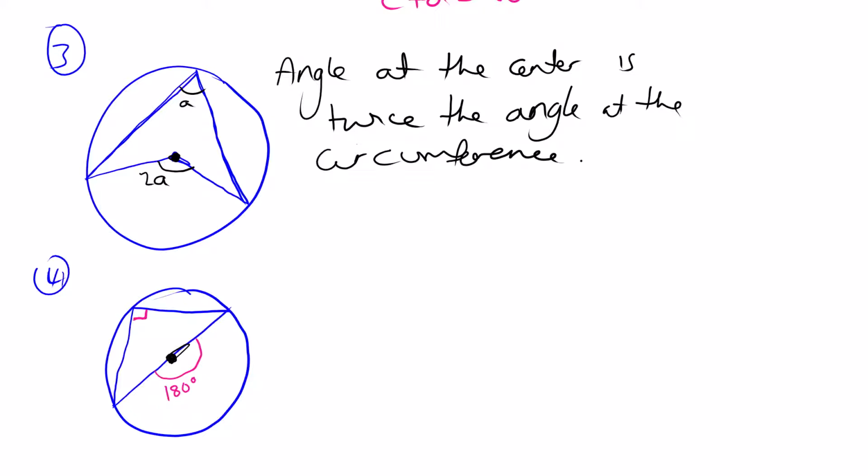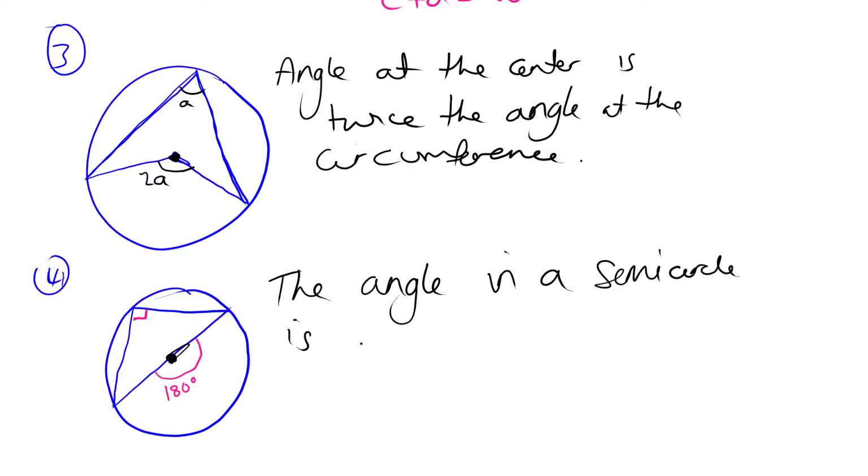So the angle in a semicircle is a right angle. This obviously does not mean this angle here or this angle here. It does mean the one opposite the centre.